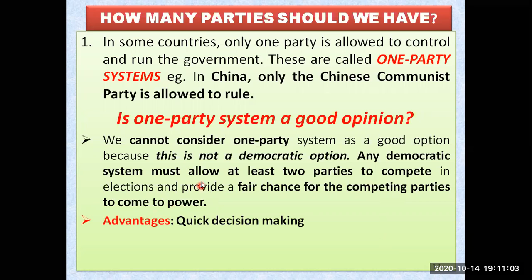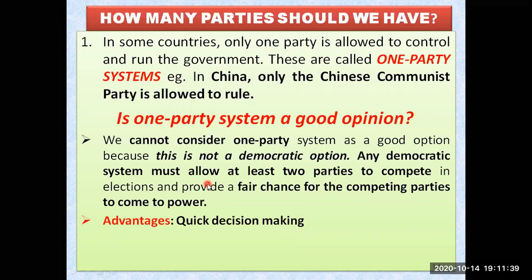Now, if someone asks you, or if there is a question, is there any advantage of the one party system? Yes, there is one advantage. Because there is only one party, they can make decisions very quickly. They don't have to ask anyone. They don't have to debate with anyone. They don't have to provide answers to any queries from anyone. So they can take decisions very quickly. And this is one of the good advantages of the one party system in any country.